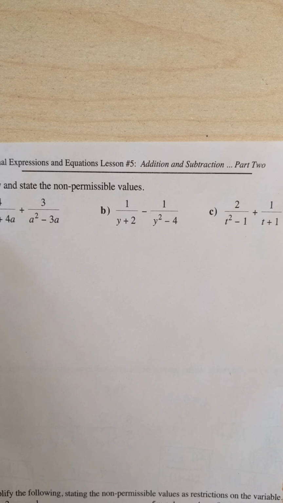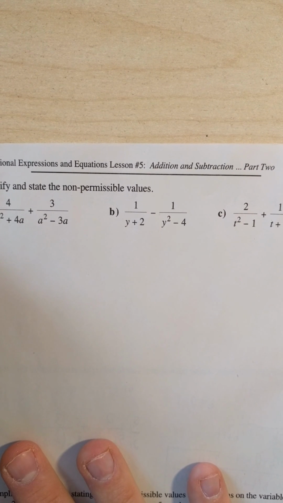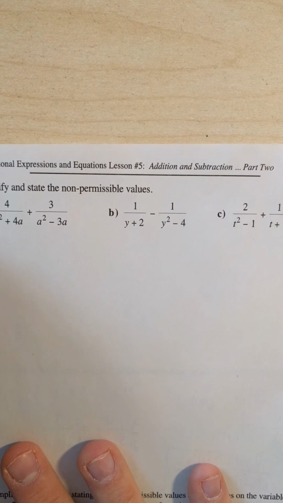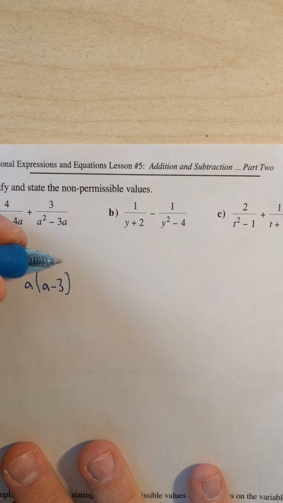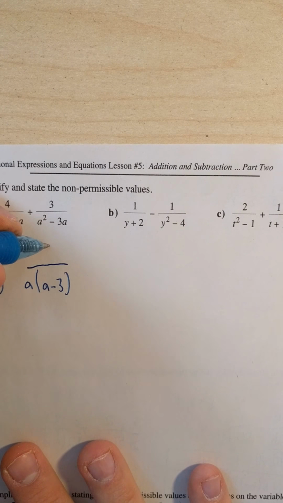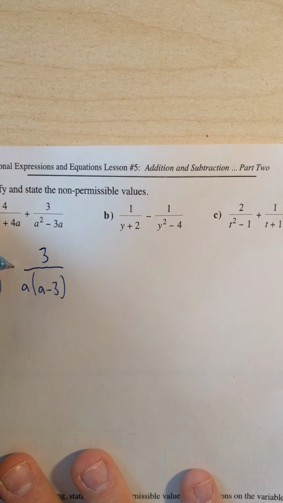Before we can do that, we look to see if we can factor the bottom. The fraction on the left, we can factor out an a, so it becomes a bracket a plus 4, close the bracket. The top will remain the same as 4. The fraction on the right, we can factor out an a as well, and then we have an a minus 3. The top stays the same, and we're adding.